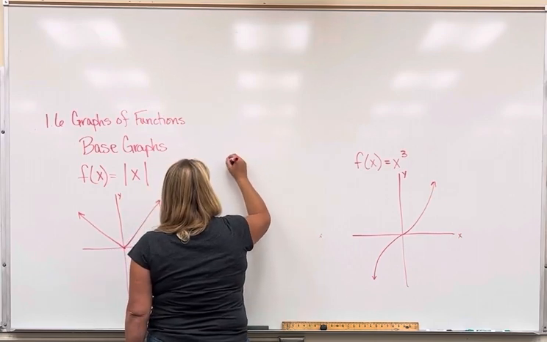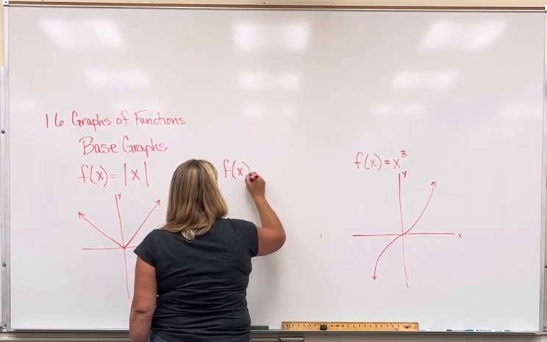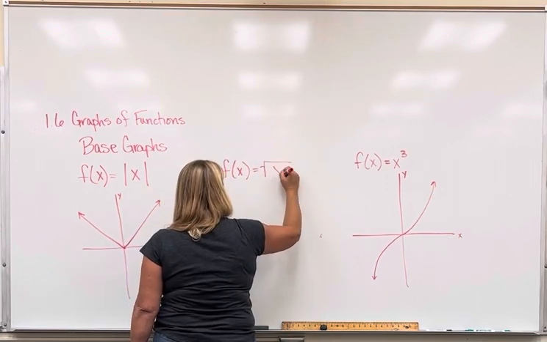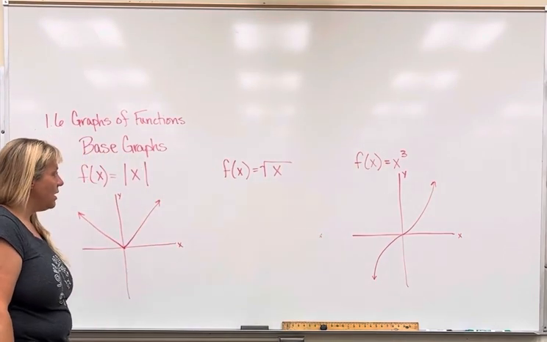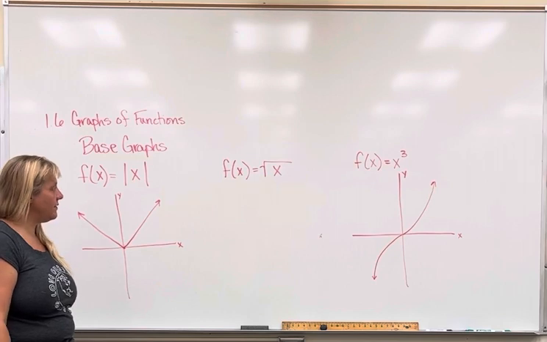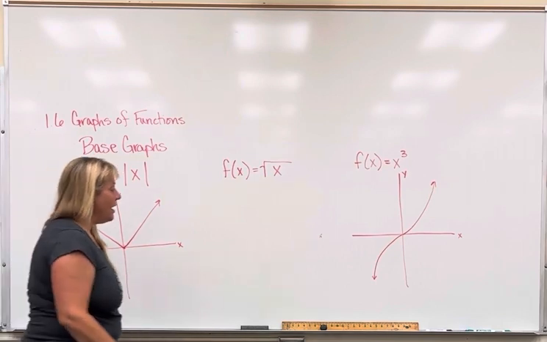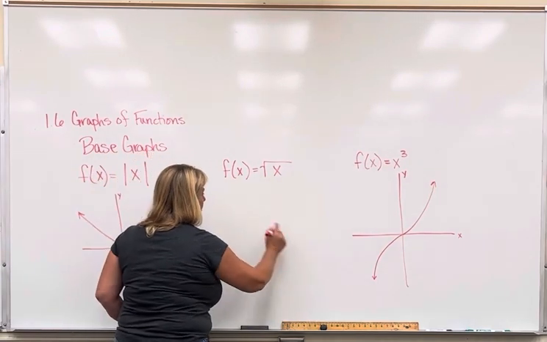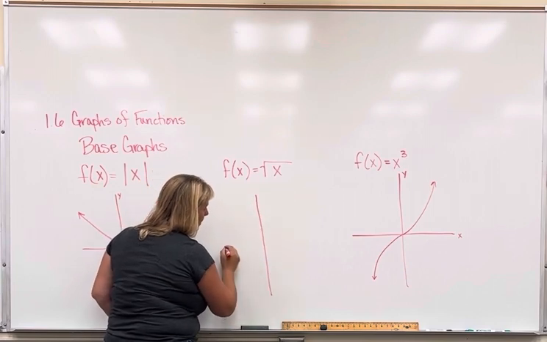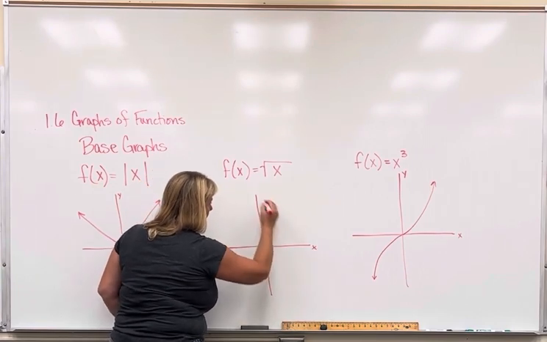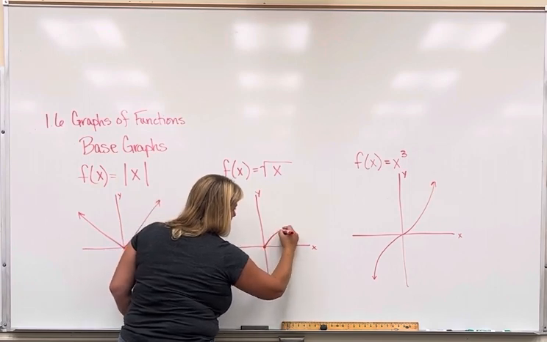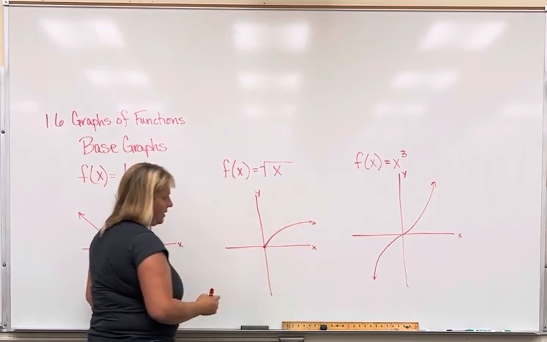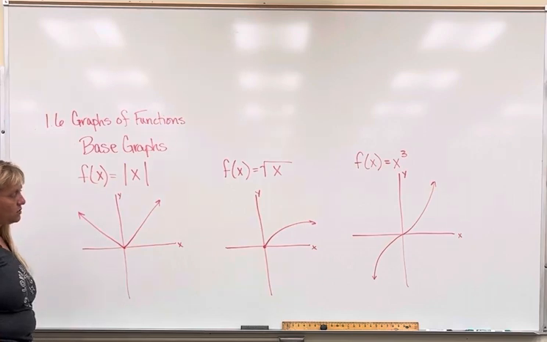The next one is going to be another one that we see this function quite a bit. So the square root of x. Okay, so f of x is the square root of x. And the square root of x looks like this. Again, it starts at 0, 0, but this guy is going to grow this way. Okay. So there's the square root of x.